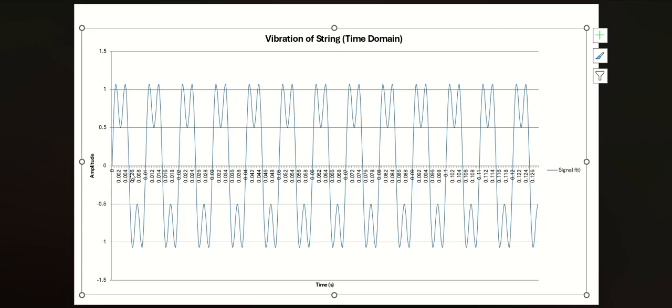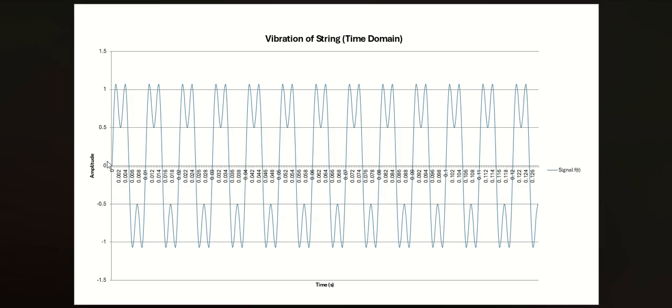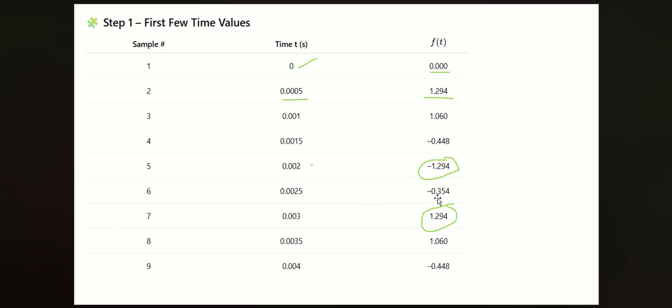Okay, so at 0.001 it becomes 1.0269, right? 1.294 at 0.0005. If you see 0.0005, there is this value. This goes to minus 1.2. Right, it varies in between. It goes up and down. So it repeats that pattern.